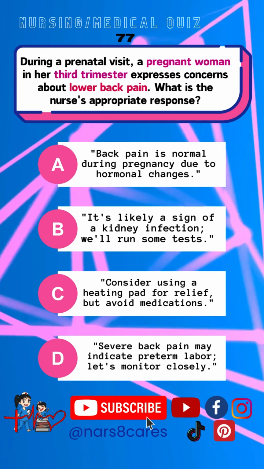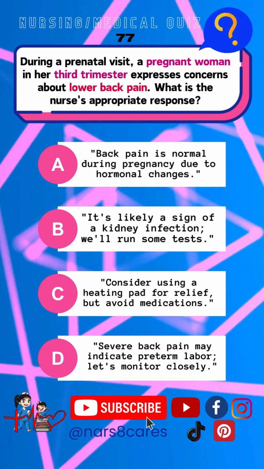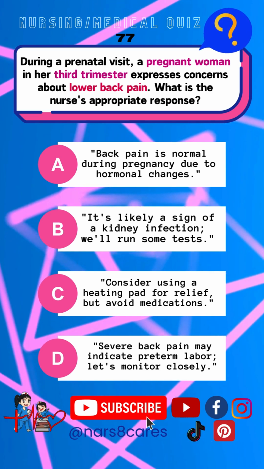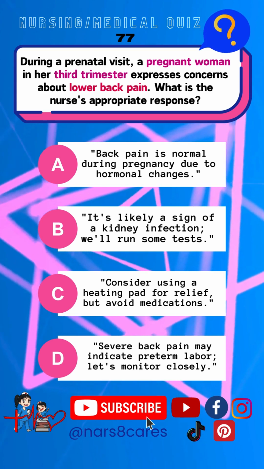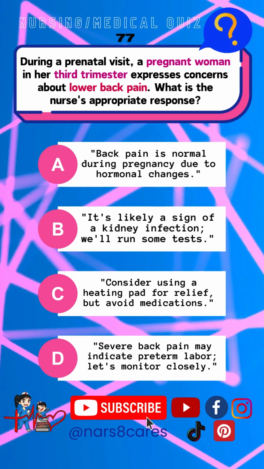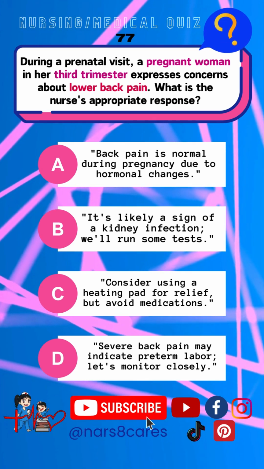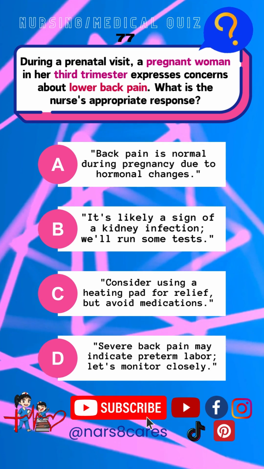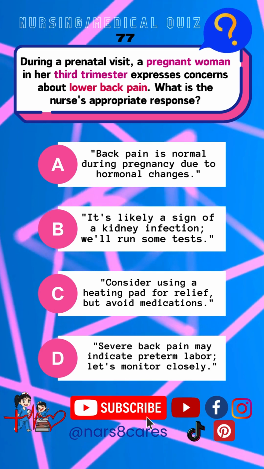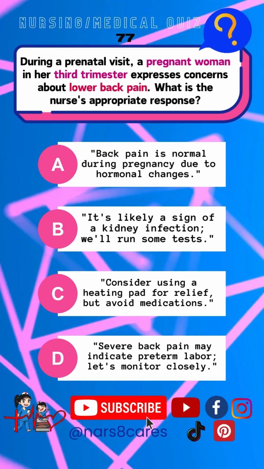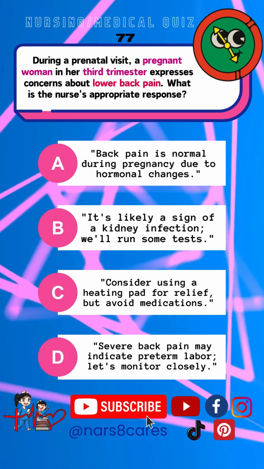77. During a prenatal visit, a pregnant woman in her 3rd trimester expresses concerns about lower back pain. What is the nurse's appropriate response? A. Back pain is normal during pregnancy due to hormonal changes. B. It's likely a sign of a kidney infection. We'll run some tests. C. Consider using a heating pad for relief, but avoid medications. D. Severe back pain may indicate preterm labor. Let's monitor closely.